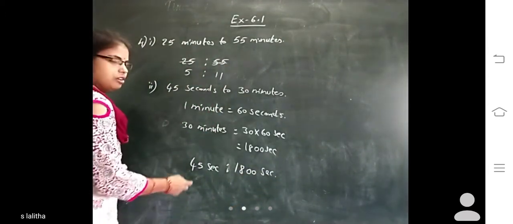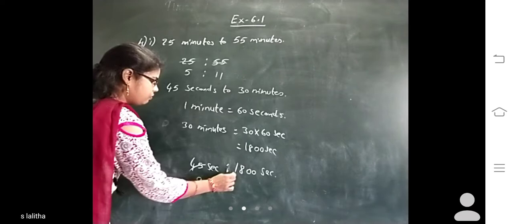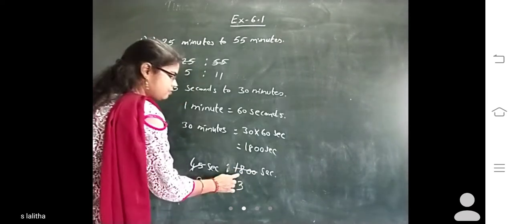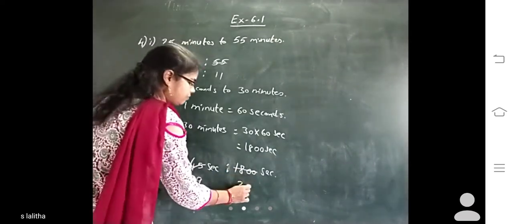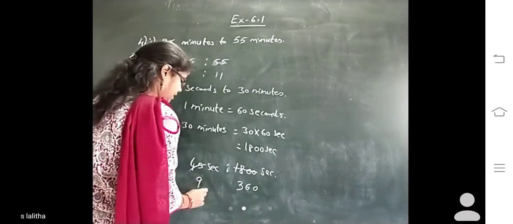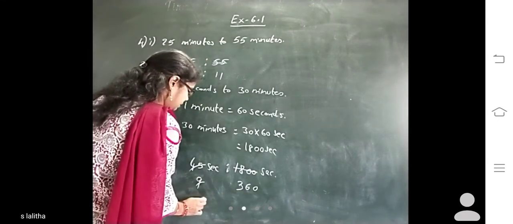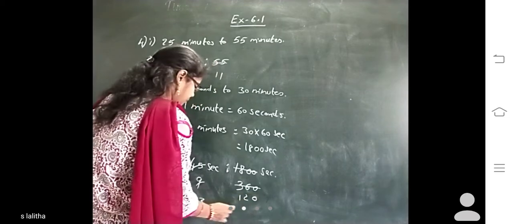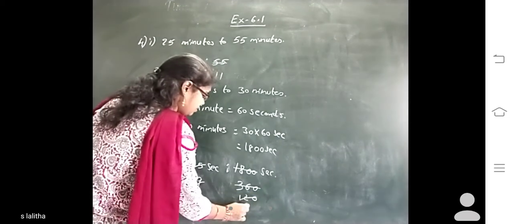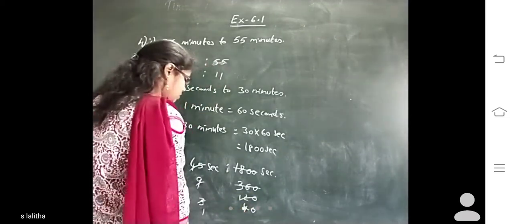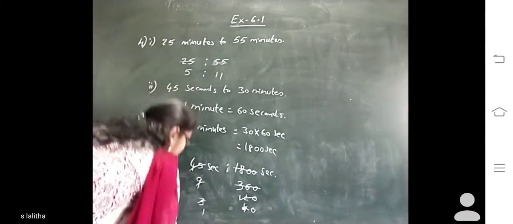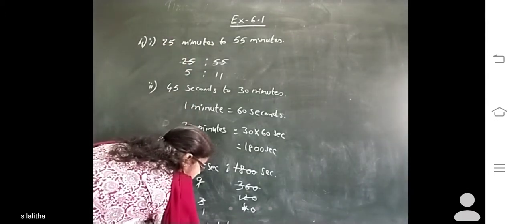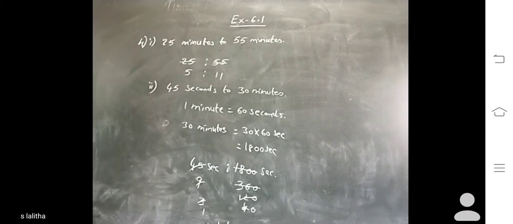Okay, take the 5 table: 5 nines 45. 5 threes 15, 3 remaining. 5 sixes 30, 0. Okay, the 3 table: 3 threes 9, 3 ones 3, 3 twos 6, 0. 3 ones 3, 3 fours 12, 0. So what is the ratio? 1 is to 40. Right.